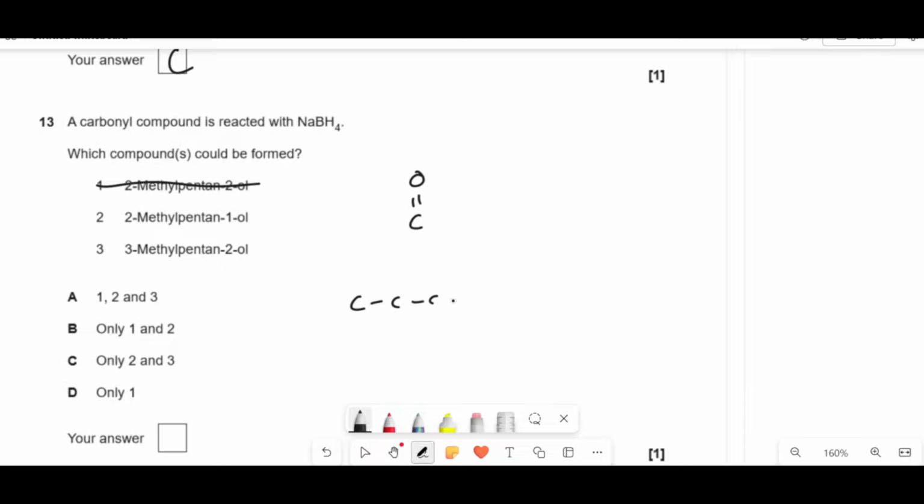2-methylpentan-1-ol, so 1, 2, 3, 4, 5, 2-methyl here, and then there's a C double bond O, oh, that is possible. And then 3-methylpentan-2-ol, so the carbonyl group would have been originally here, and then a methyl here, which is also possible, so it's 2 and 3, which means it's C.